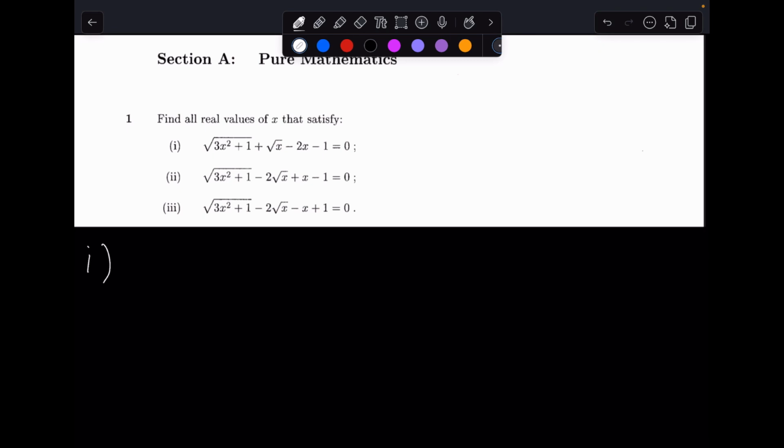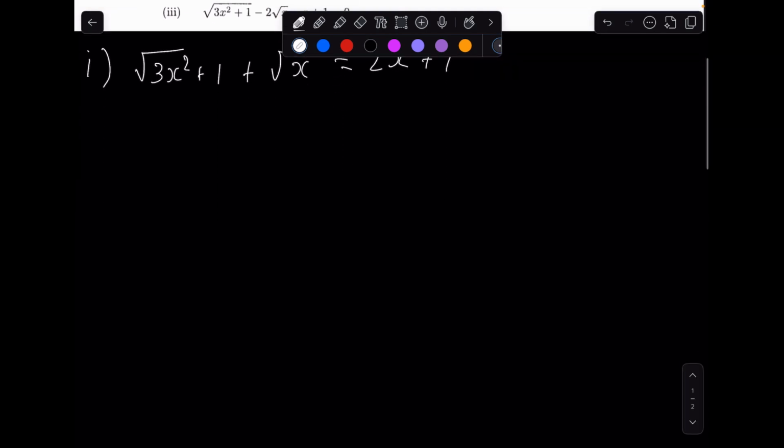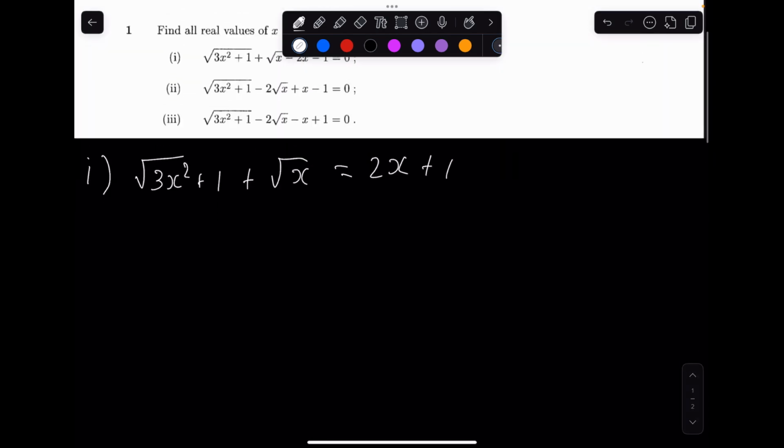Whenever you have these square roots, you want to bring the square roots to one side and the other terms to the other side. So we have the square root of 3x squared plus 1 plus the square root of x. We take the minus 2x minus 1 to the other side, so it's 2x plus 1. Now we just square both sides to try to get rid of some of the roots. Let's try to sort this nasty square root out.